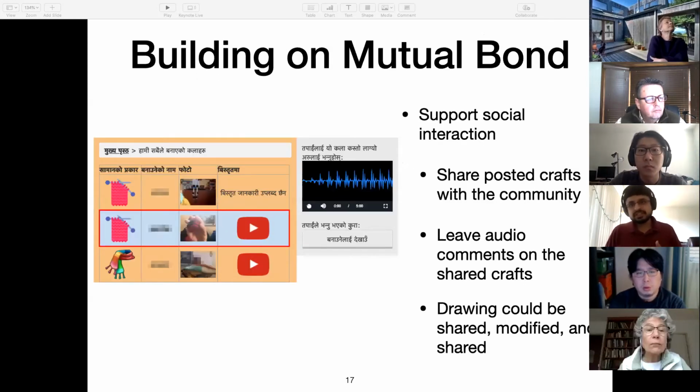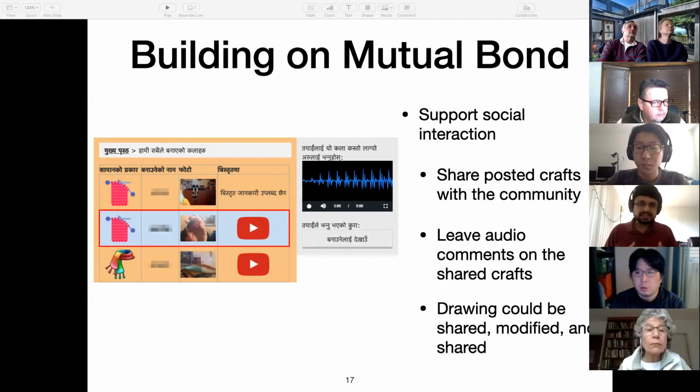To build on the sister survivors' mutual bond, we added features that promoted social interaction. For example, in addition to posting crafts for sale, the sister survivors could share the crafts with their community members and receive comments on it. The application supported them to leave audio comments on the shared crafts as well. Similarly, drawings could be shared, copied, modified, and reshared with the community.